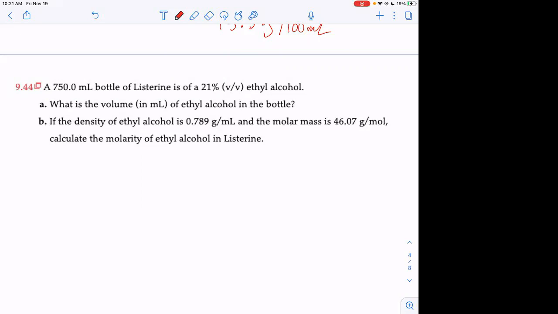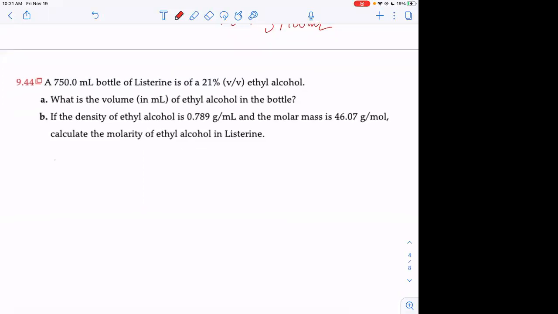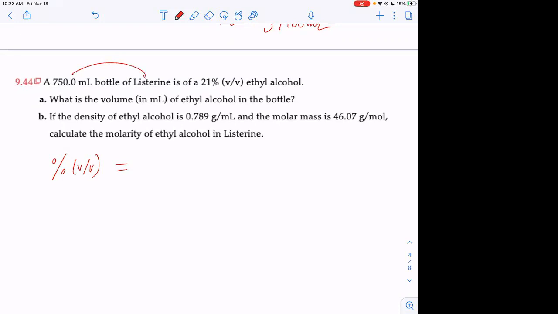Let's write the equation that we need. That would probably be the best place to start. So I'm going to say percent volume per volume, milliliter per milliliter, is going to be equal to what? Are we going to do like 750 over? So 750 is the Listerine. This is the solution. And then this is the solute.